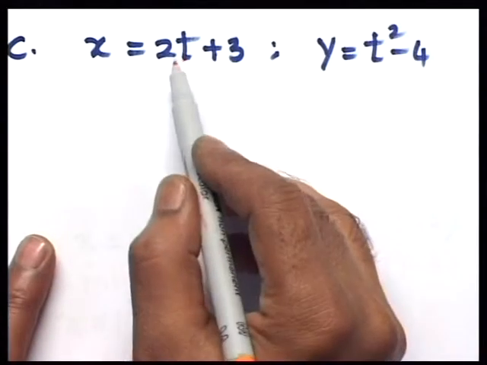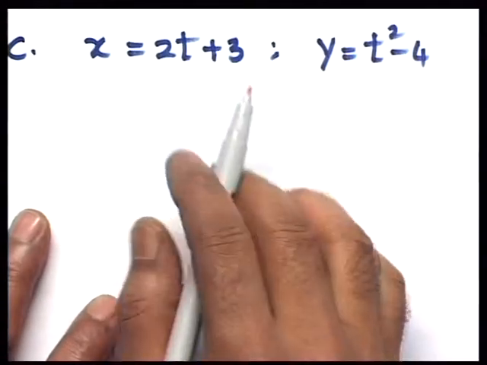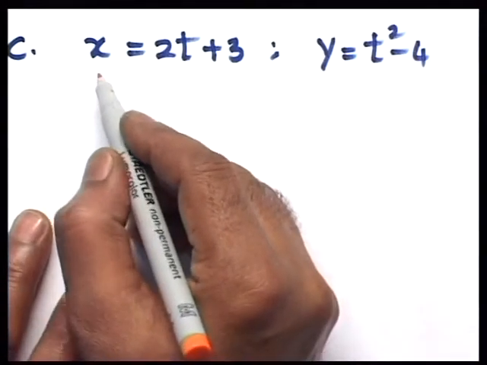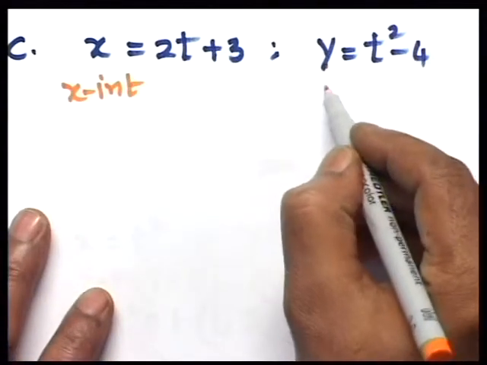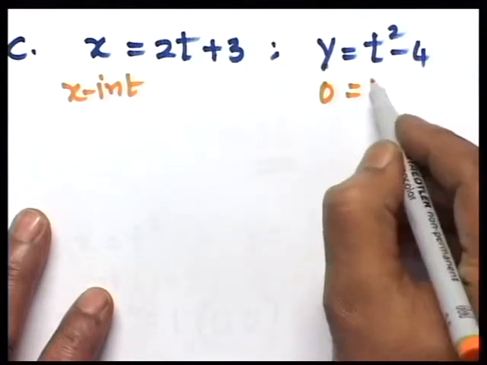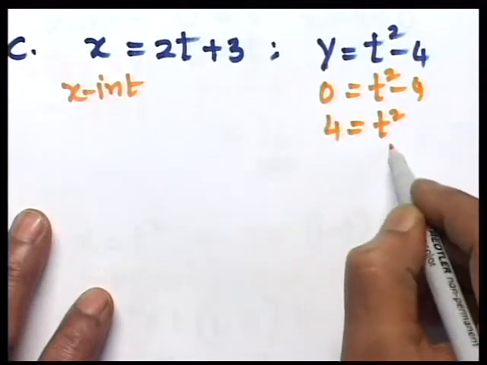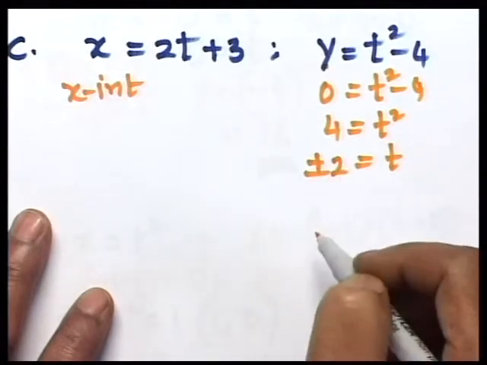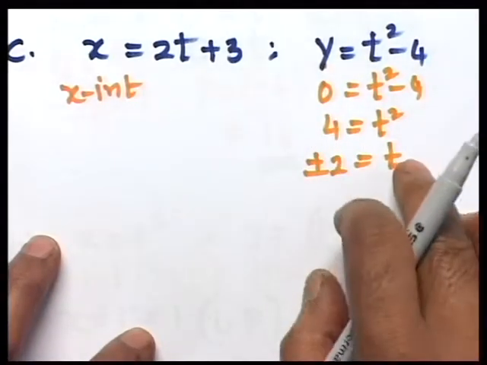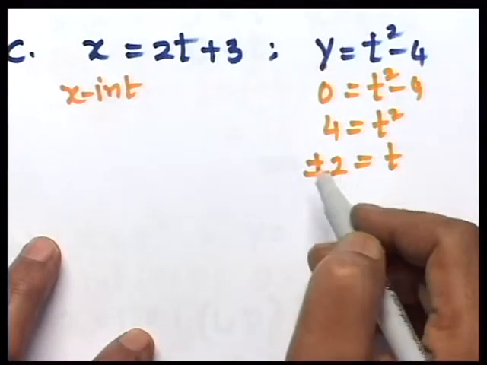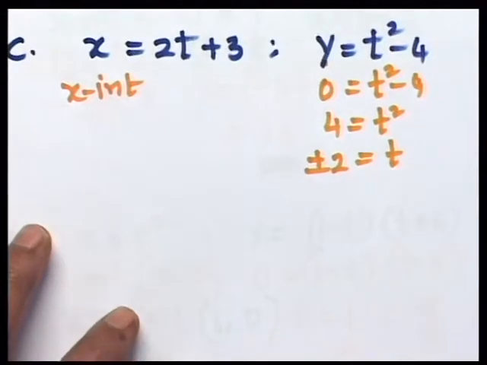Question C is here. That's x equals 2t plus 3, y equals t squared minus 4. We are finding the intersecting points with the axes. So I'm going to find the x-intercepts first. For the x-intercept, we put y equals 0 to find the values of t. t square minus 4 is 0. t square equals 4. So t is plus 2 or minus 2, please. Two values there. Right here, we just keep it like that.